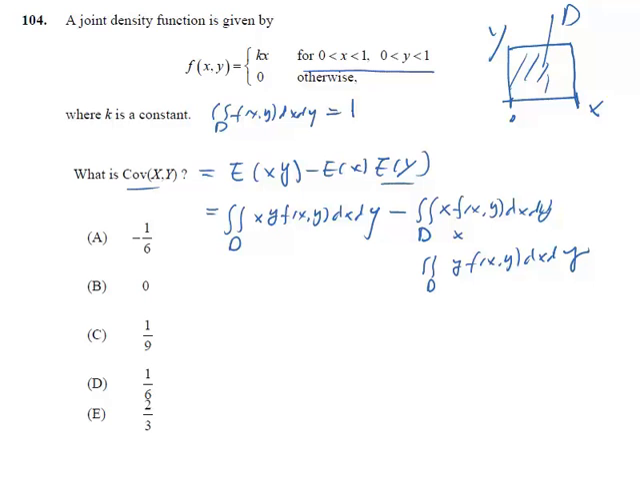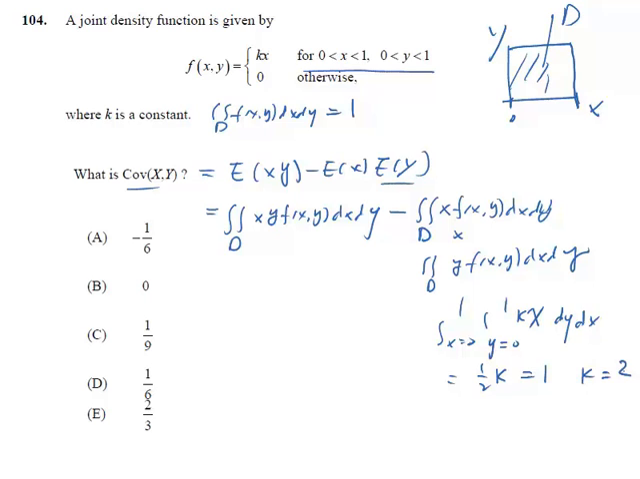So we're going to set up the integral here. Your x is from 0 to 1, dx. Your y is also from 0 to 1, dy. This is your joint density kx. If you do this integral, you should be able to get the final result of k/2. That ought to be 1, so your k is 2. That's the first step.